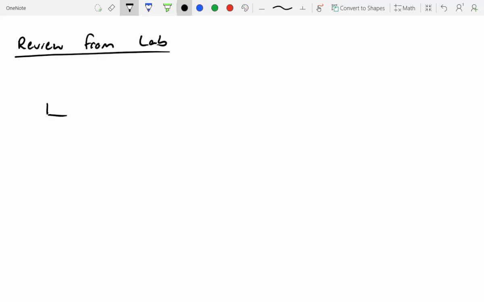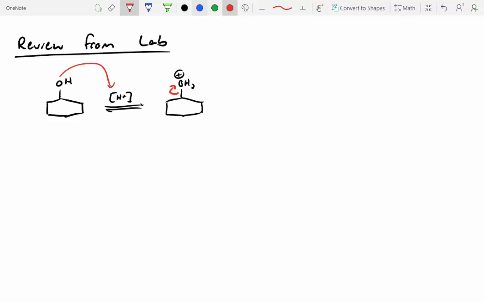In lab, we said we started with cyclohexanol. And we had some sort of catalytic acid. I'll throw that in brackets here. And in the first step, we protonated our alcohol, right? In fact, let me do equilibrium arrows for this one. And now we've got a really good leaving group on our molecule. That means after this step, we're going to kick off this water. And we're going through a carbocation intermediate.